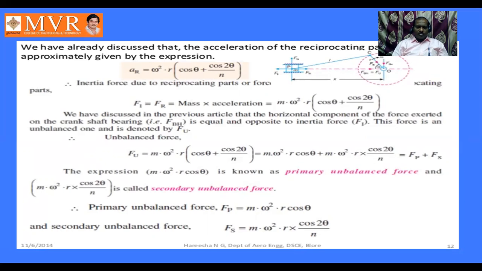In the previous slide, we have found out the angles. Angle is going to be theta, that is at one point, that is IDC. Theta at 180 means that is another point. So based upon this, primary unbalanced force is Fp is equal to m omega square r cos theta. Secondary unbalanced force is equal to m omega square r into cos 2 theta by n. Next.